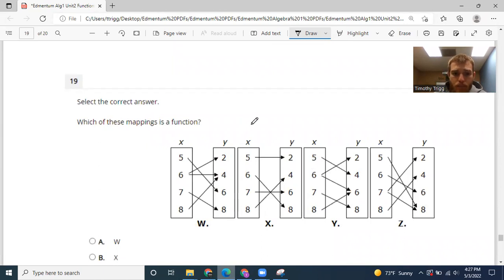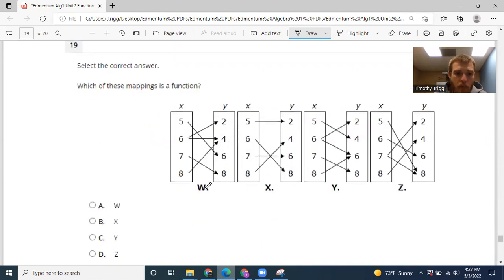Which of these is a function? We've done a number of these, but we can see this first one, W, is not a function because this input of 6 has multiple outputs. So therefore, when we see that, this is not a function. Figure out which of these is a function.